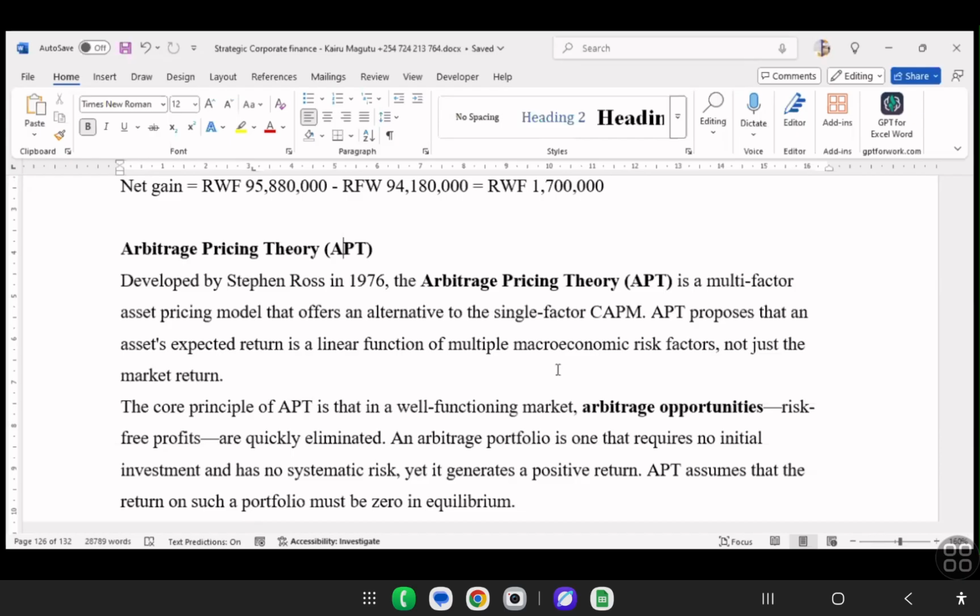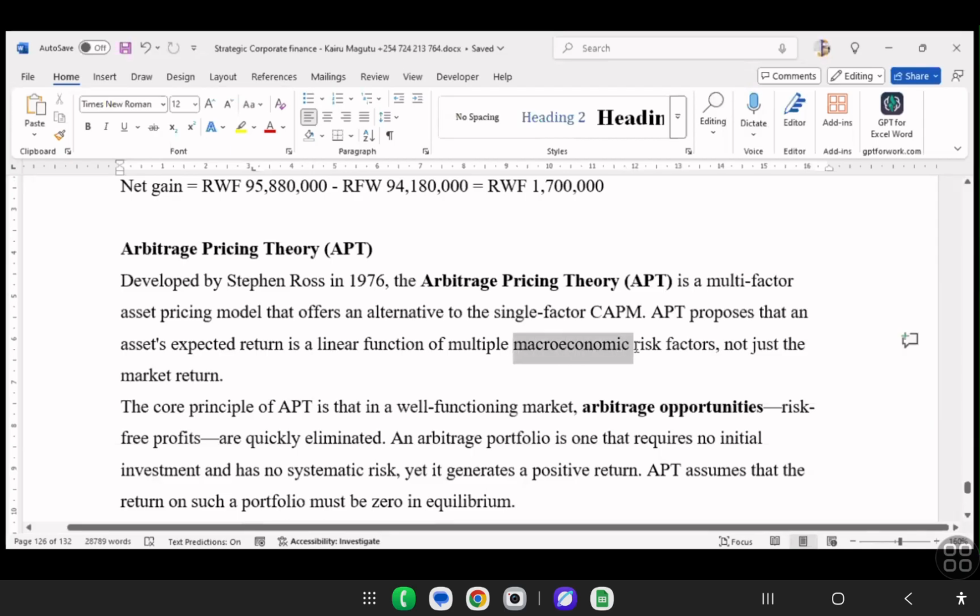So when using the capital asset pricing model, it becomes to some extent unrealistic because the factors that affect the performance of a security are many. So APT proposes that an asset's expected return is a linear function of multiple macroeconomic factors, not just the market return.